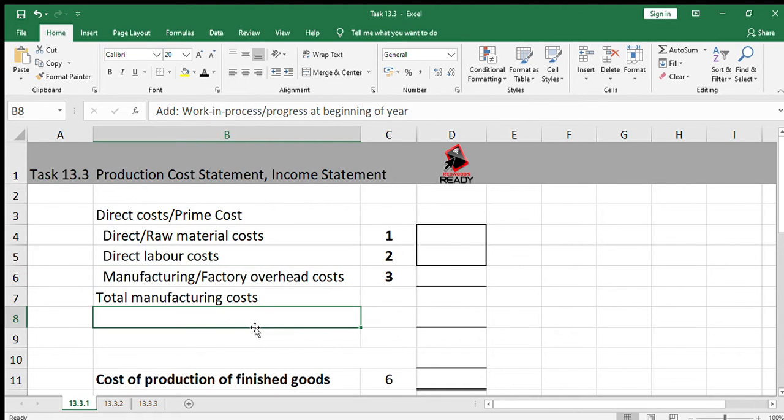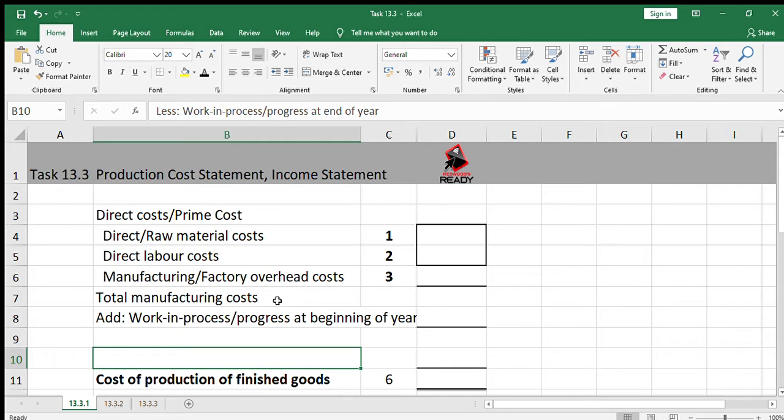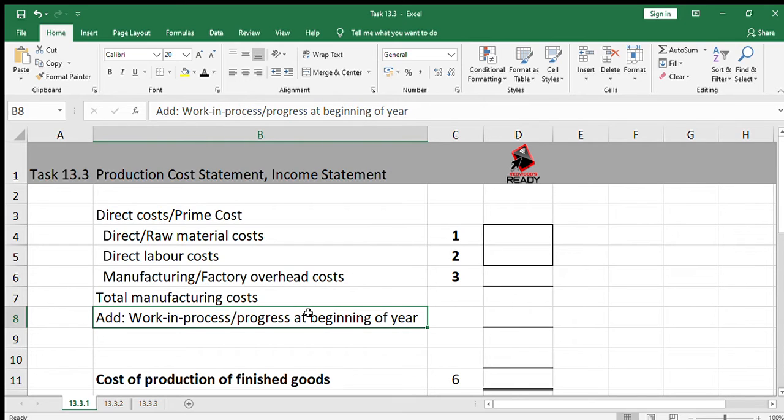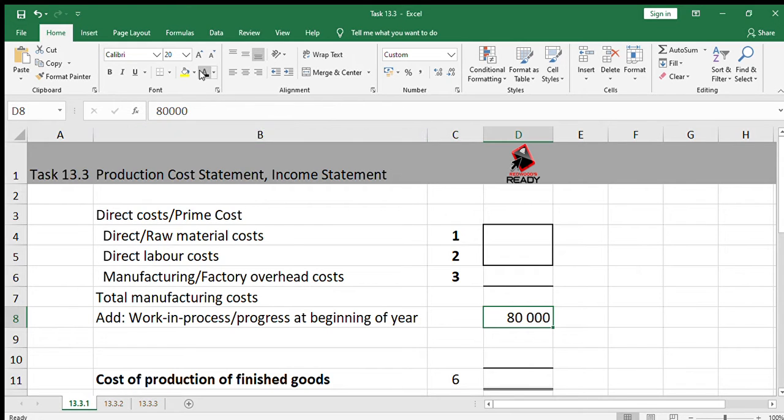Then we add the work in progress at the beginning of the year. Again, these words are interchangeable. Sometimes they call it work in progress and sometimes it's called work in process. It doesn't matter, it's the same thing. So this is the figure that's been given to us here on 1st of March 20.7, 80,000, which we're going to put in here.